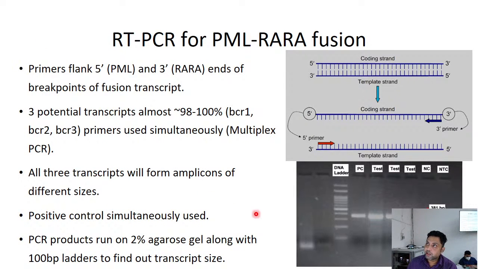In case of a qualitative reverse transcriptase PCR, we use two primers, a 5' and 3' primer, respectively for the PML and RARA genes. After the PCR amplification is done, those amplicons are run on a 2% agarose gel to find out positivity or negativity. Here you can see a positive control for the BCR1 isoform shows a 381 base pair band. Similarly, the tests are also showing a 381 base pair band, confirming the BCR1 isoform of PML-RARA.